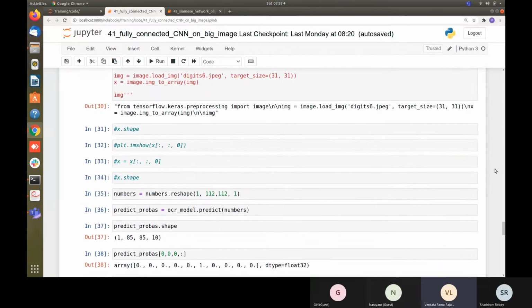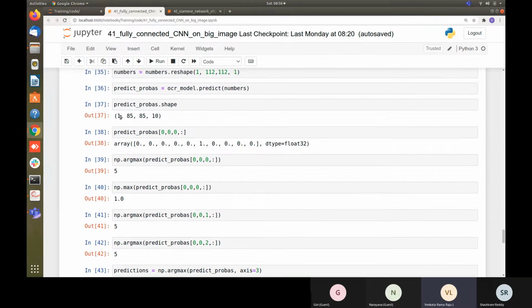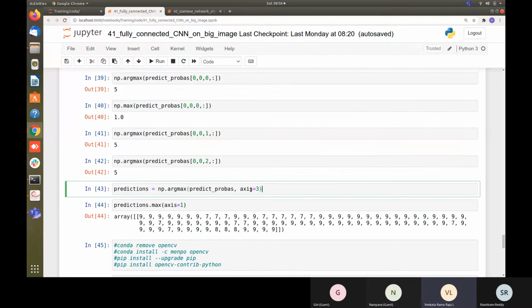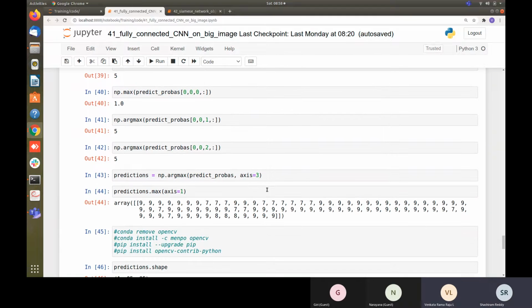Let me try to show you. See this? 85 by 85 by 10 I got, right? So in this, see this argmax axis is equal to 3. Sorry, there are 4 dimensions, right? So the 4th dimension is this one. So in the depth I have taken the argmax.